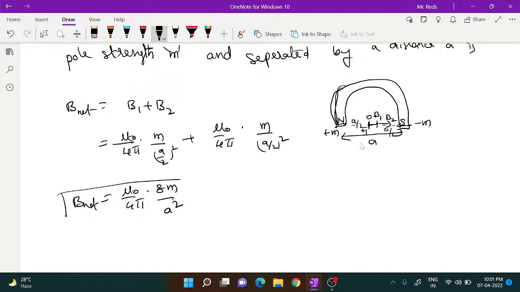So you can say 8 mu naught by 4 pi into m by a square, or 8m by a square. You can simplify this. If you want to keep it in mu naught by 4 pi form, you can keep it as it is. Otherwise, you can cancel the 4s, 4 ones, 4 twos, and take the final value also. Depending on the options, you have to simplify it. Got it? This is briefly about this. That's it.